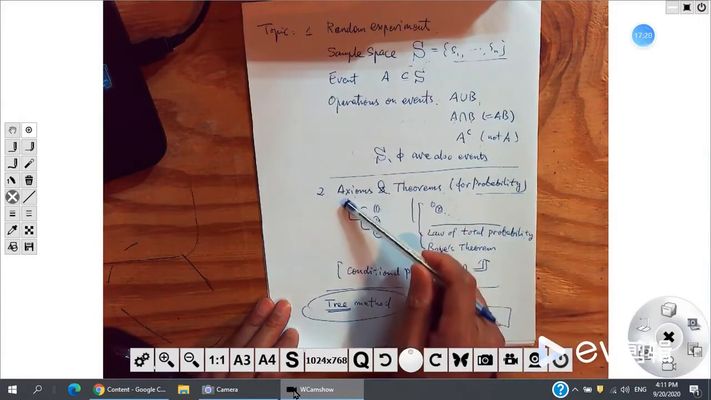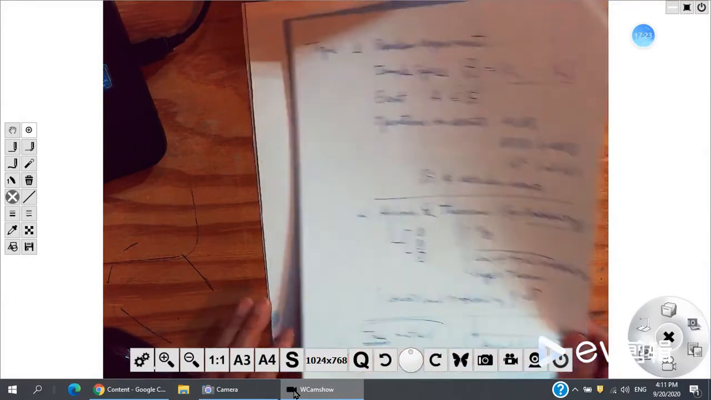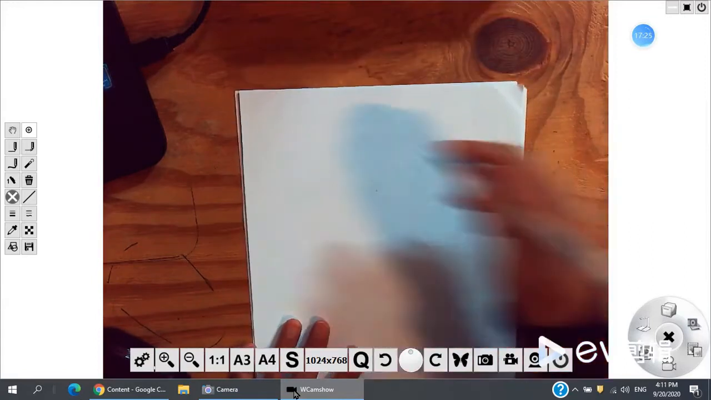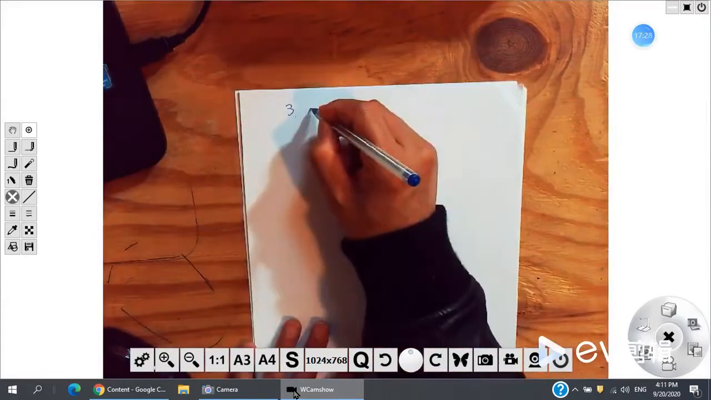We have axioms and theorems. And then we have the third part, three, which is counting methods.